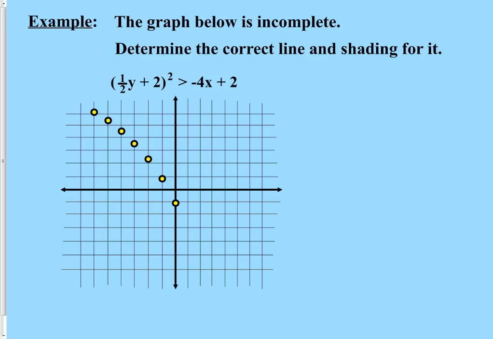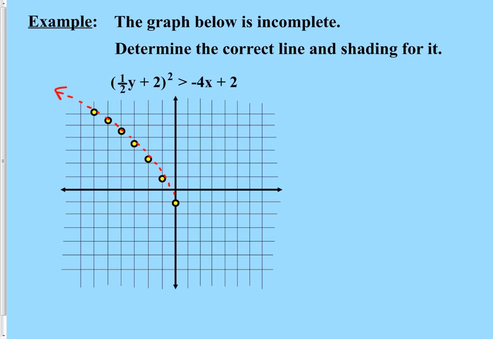Well, look at the equation. If it is an equal inequality, then that will be a solid line. If it is a non-equal inequality, then that is a dashed line. All we have is a greater than sign, so this guy is going to be dashed. He is the boundary for the area that is going to be shaded, but he is not included as part of the solutions.